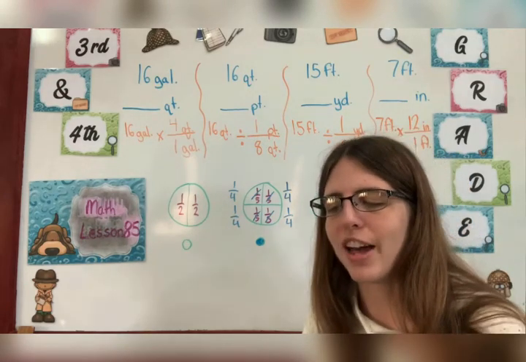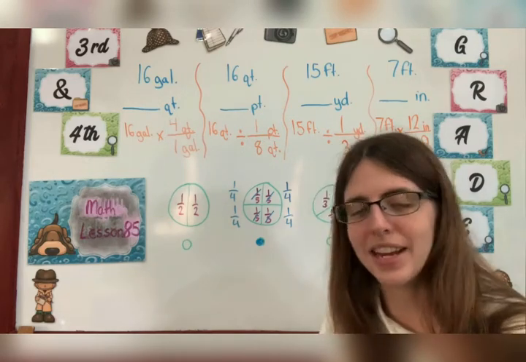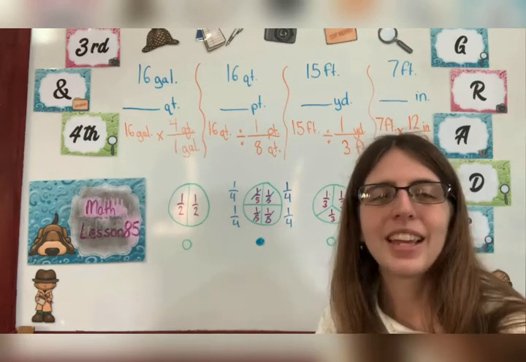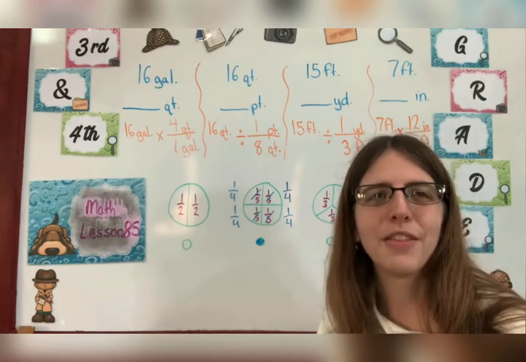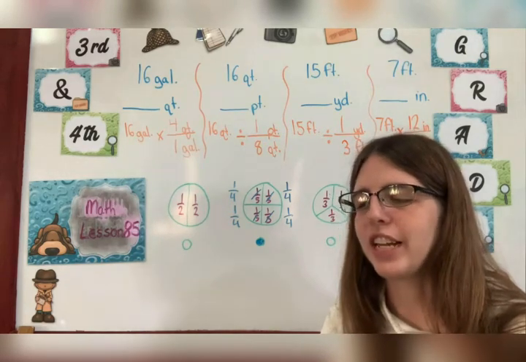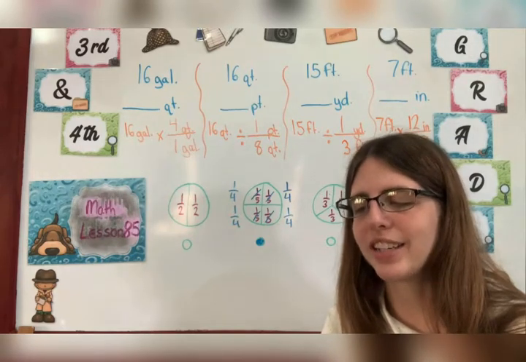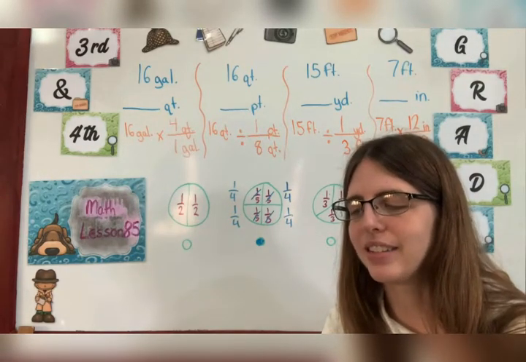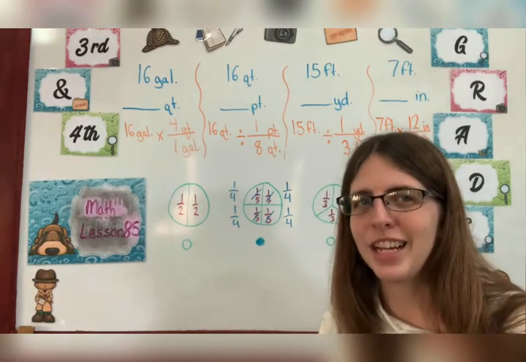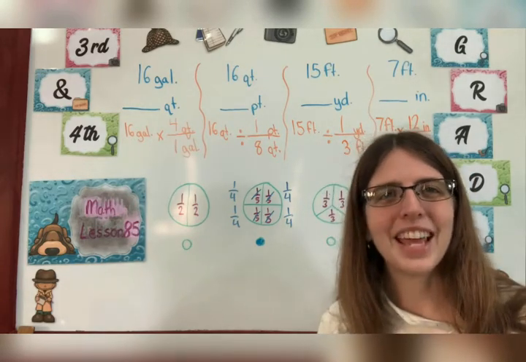Brain Booster at the bottom, it says, what fractional part of each rectangle is shaded? So count the colored pieces, that goes in the top. Count the total pieces, that goes in the bottom. Do that for each rectangle. Then at the bottom it says all of these rectangles are the same size. So is the same amount shaded or colored in each of them? Yes or no?